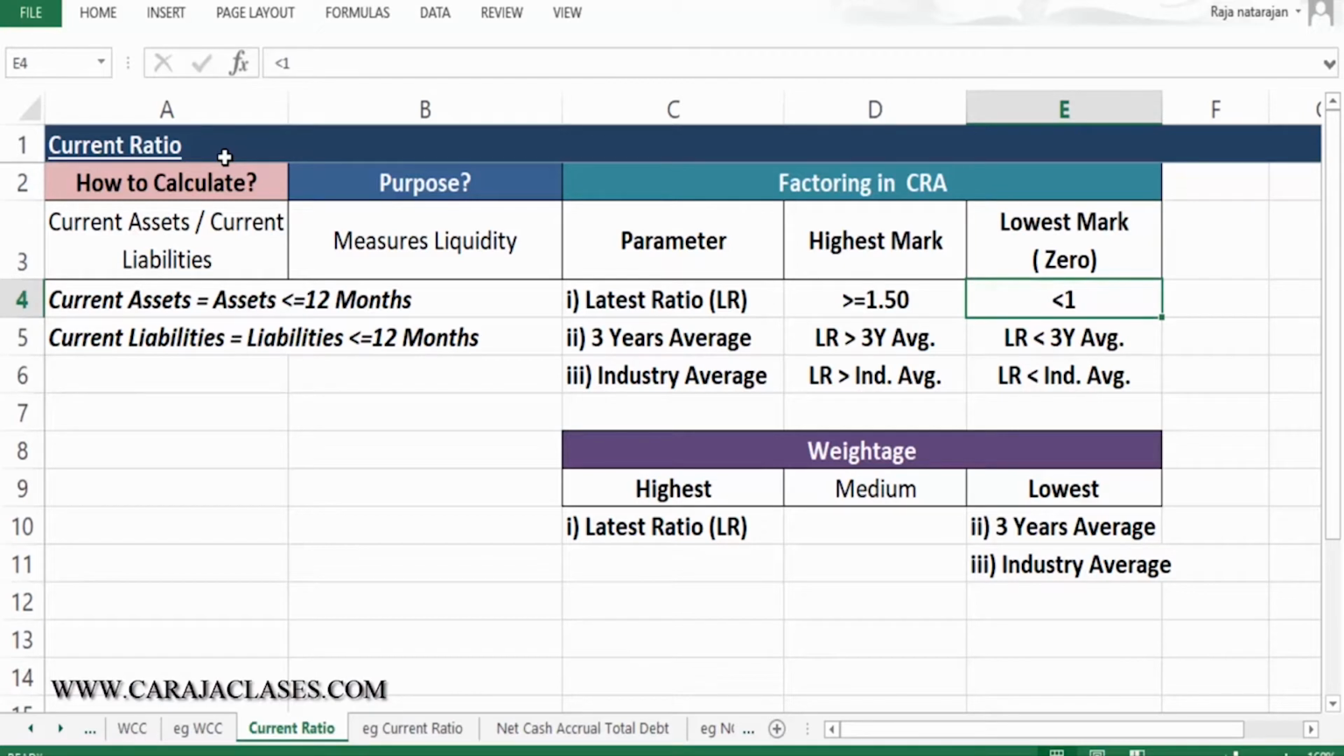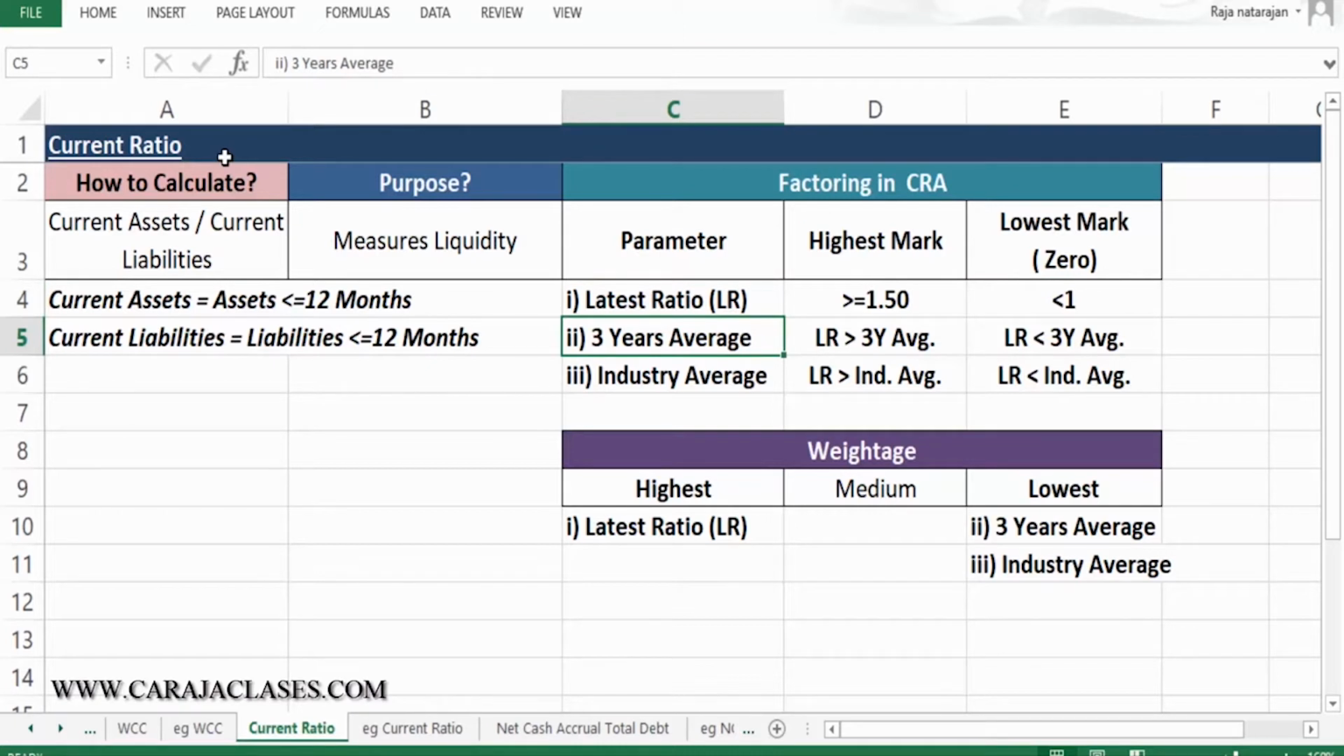The reason why a ratio below 1 fetches the lowest mark is that it indicates current liabilities have been used for creating long-term assets. That's why the ratio is below 1. Or to put it bluntly, there is a diversion of short-term funds for long-term purposes. That's why a ratio below 1 is viewed very, very seriously. That is with respect to the latest ratio.